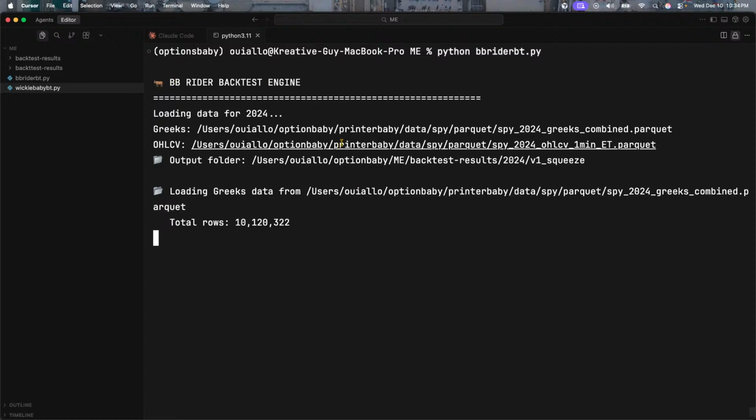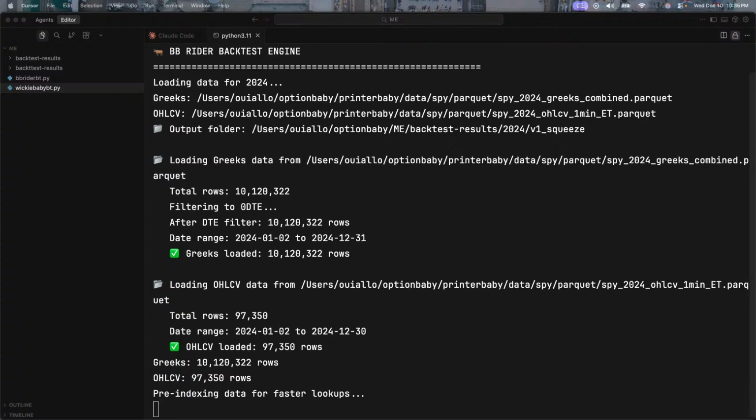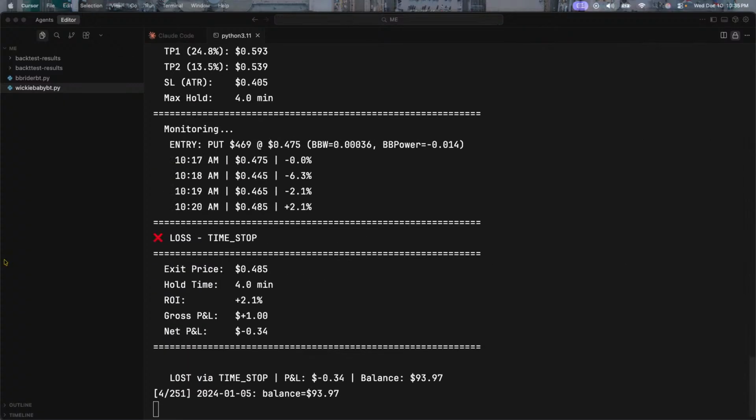Whatever. We're running our backtest on 2024, and I want to see how well it performs on 2024. If it does well in the past, then there's a high likelihood that the strategy will do well in the future or on present data. All right, so let's see.